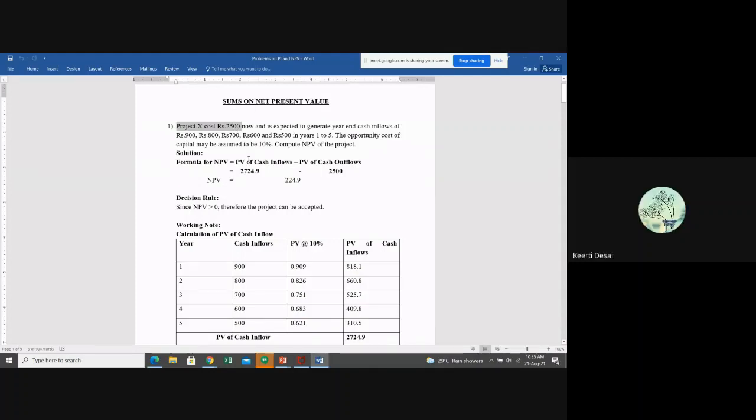Cost outflow. Very good. It is cash outflow. Next, they are telling cash inflows are 900, 800, 700, 600, 500 from year 1 to 5. That means in year 1, they are getting an inflow of 900. Year 2, they are getting an inflow of 800 and so on till year 5. The present value of cash outflow is already given in the problem, that is 2,500. They are telling us to compute NPV of the project.